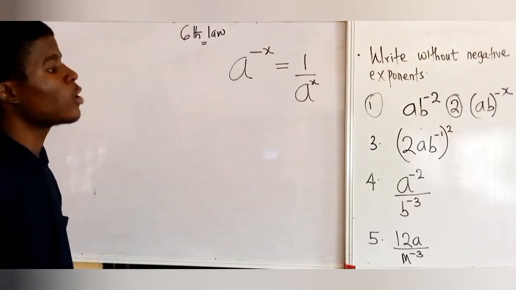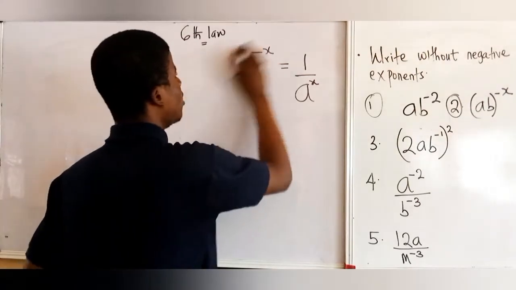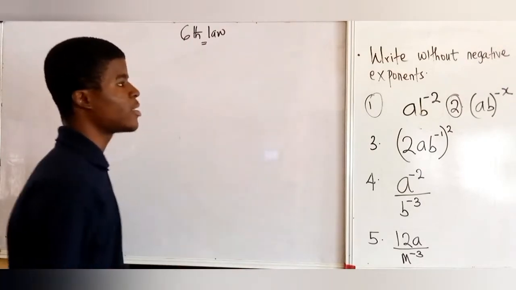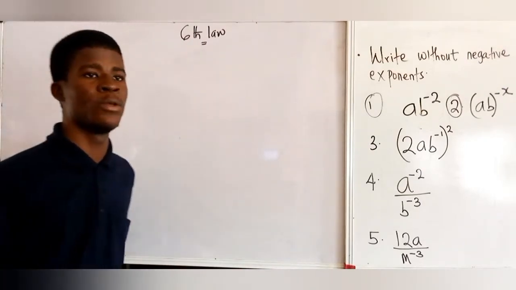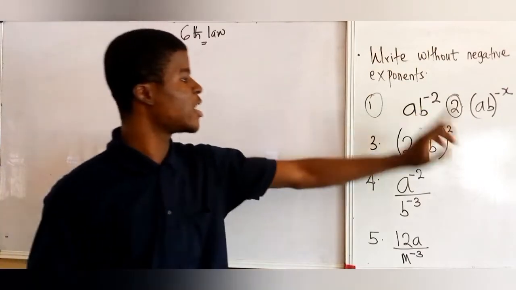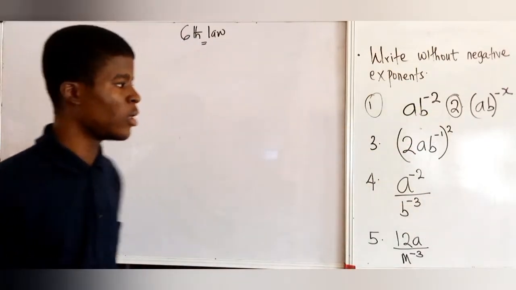So let's solve these 5 questions on the board. The question says, write them without negative exponent. That is, we are going to remove the negative exponent in each of the questions. So let's see how we're going to do that.